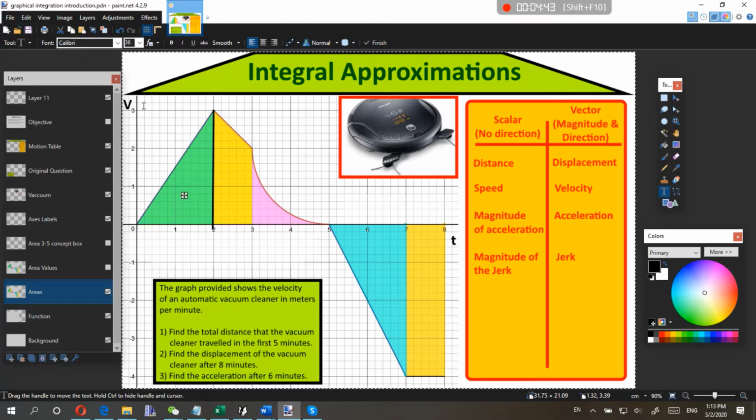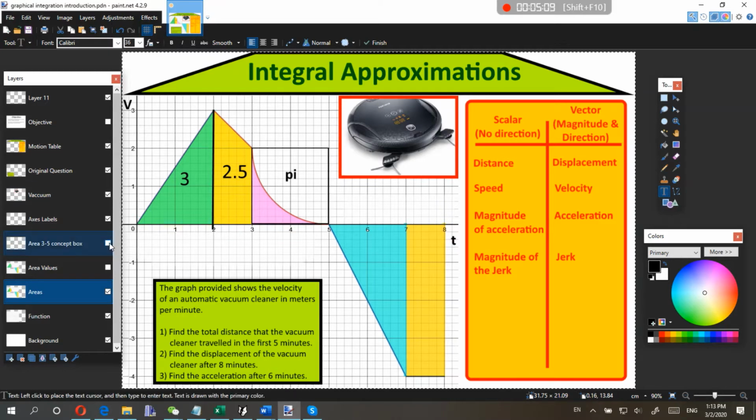Three. Okay, so I've got a 2 by 3 triangle, so 1/2 of 2 times 3 is 3. How about this yellow area? 2.5. Okay, 2.5. For this pink area, it's a little bit more interesting.